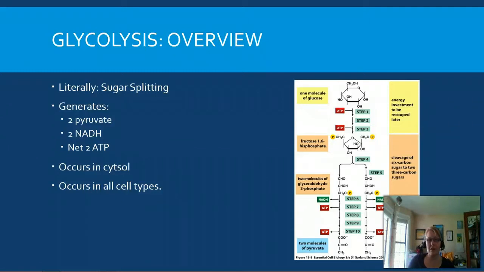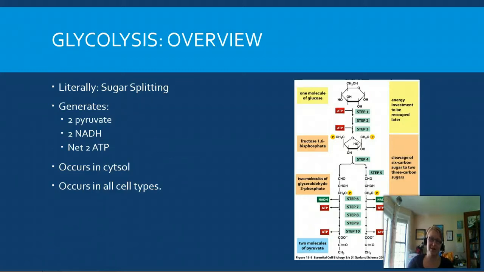So let's talk about glycolysis now. Glycolysis, as you should know, literally means sugar splitting. So in this process, we're going to take one molecule of glucose and split it into two molecules of pyruvate. The goal of this process is to generate two NADHs, which are going to shuttle electrons to the electron transport chain. There are two phases, the investment phase and the payoff phase, which give us a net of 2 ATP generated, which is not a whole lot of energy for the cell.